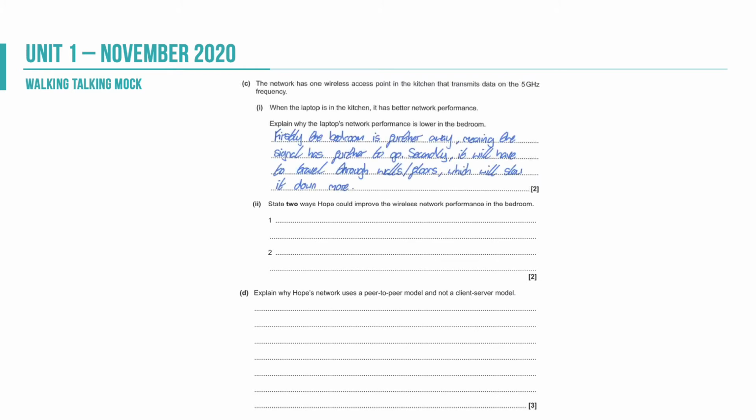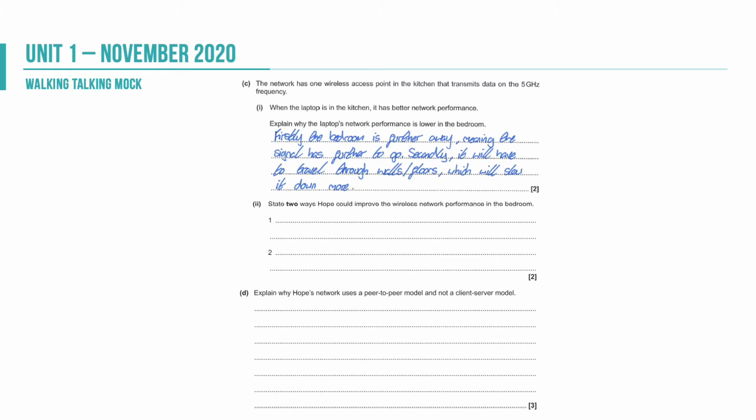Okay. Talk about here, first of all, the bedroom is further away. That means the wireless signal's got to travel further and therefore it will be slower. Secondly, it's highly likely that between Hope's kitchen and her bedroom there are going to be either floors or walls, and the signal will have to travel through those, and that will again slow it down more. So again, while you could get very technical here, you really don't need to. The bedroom's further away, that'll make it slower, and it's probably going to have to go through a floor or a wall, and that'll make it slower again.